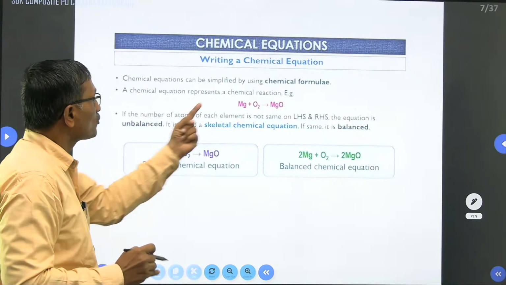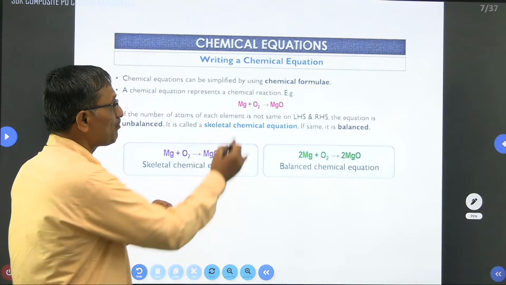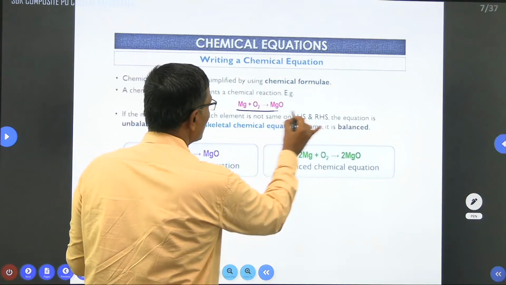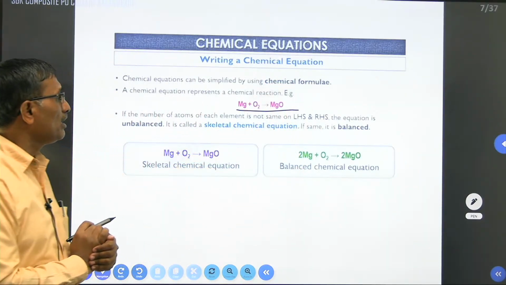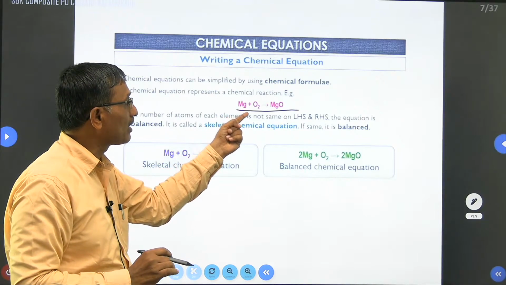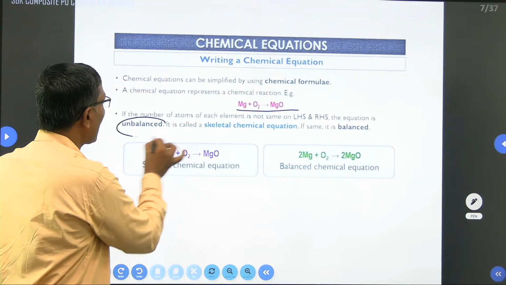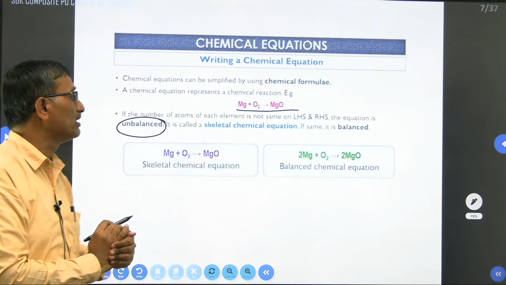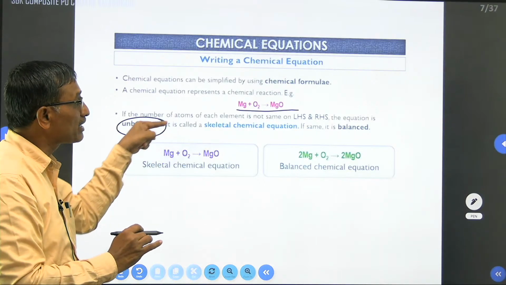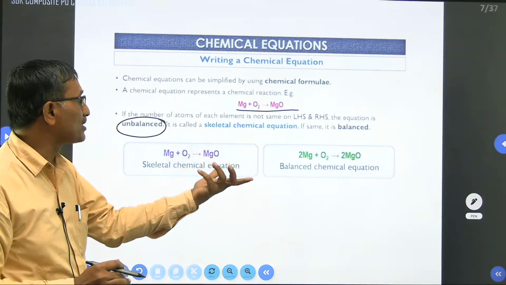Let us see here. So magnesium, the symbol of the element magnesium, Mg plus O2 gives rise to MgO. If the number of atoms of each element is not the same on the left hand side and right hand side, the equation is unbalanced. That is very important. It is known as a skeletal chemical equation. If the same, it is balanced.